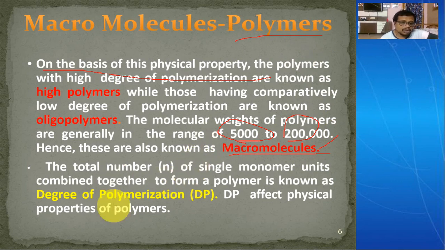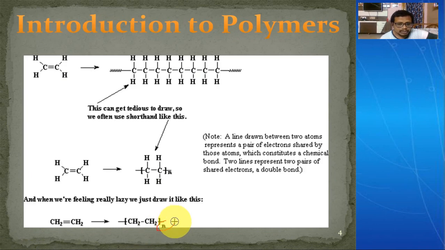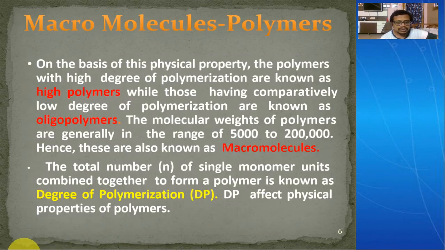The number of monomers in a polymer is called the degree of polymerization. Here we write n. This n is nothing but the degree of polymerization, that is, the number of molecules which form a polymer. The total number of single monomer units combined together to form a polymer is known as the degree of polymerization. That means the degree of polymerization depends on the number of molecules forming a macromolecule. So these macromolecules are called polymers.